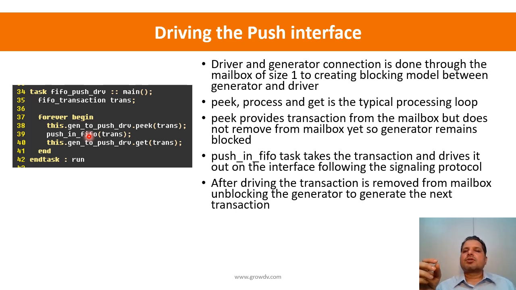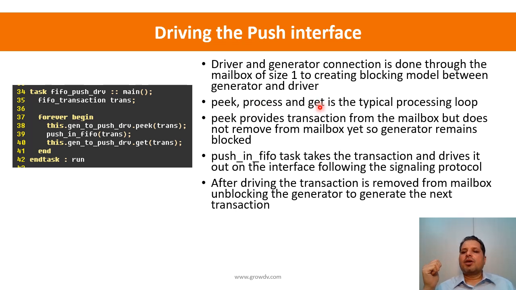After doing all those steps, the task will come out, right, that it has finished its job and that has consumed time. And now what we do is we take that particular transaction out of this mailbox. So we are taking that out, and once we take that out, the generator gets unblocked to generate the next transaction.